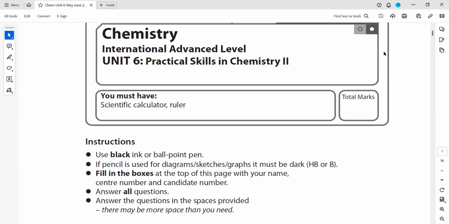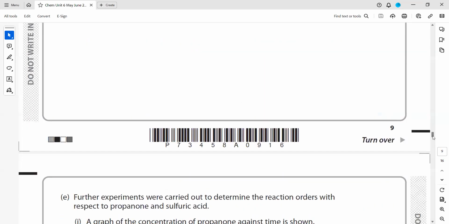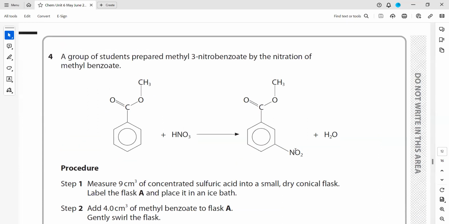So this was June 2023, Unit 6. Question 3, we did last, so we'll do question 4. And after this, I will solve the structure questions from Unit 5 topics and the revision from the book we will do.